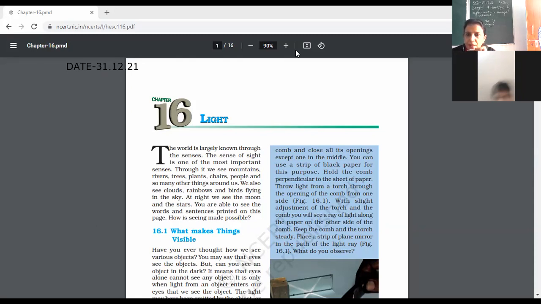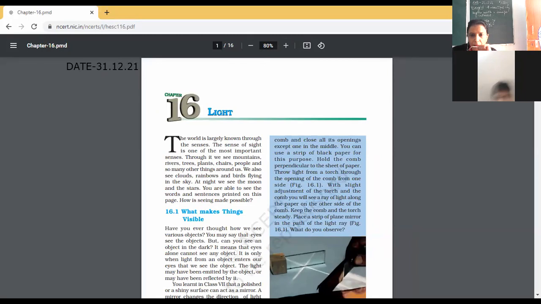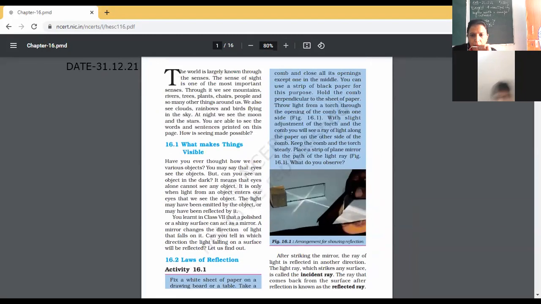So what makes things visible? How can we see the different things? Is it the light only or is it the eye only? Let's start first with what makes a thing visible, how we can see the different things in our surroundings. So let's start this chapter.